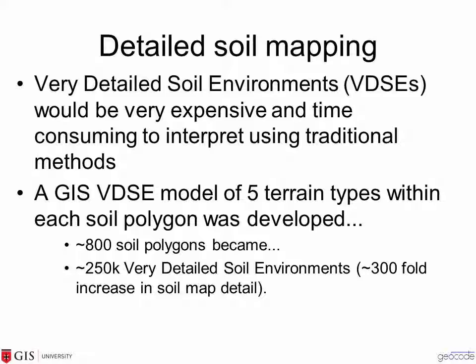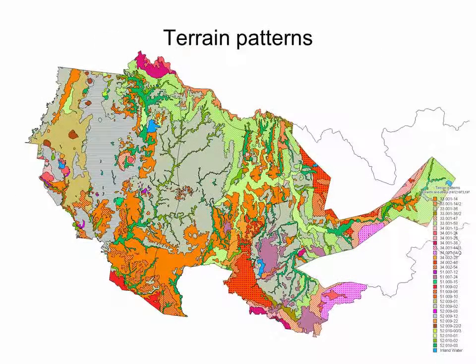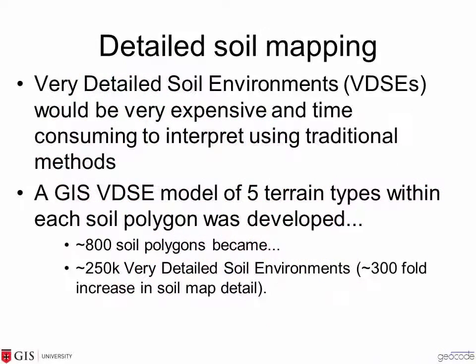By relating asset failures to GIS aspect maps and slope maps, I was able to devise combinations of aspect and slope that were important to buried asset performance. I was able to then synthesize these into some combinations and create 5 divisions within each terrain pattern boundary in that 1:25,000 scale soil map that we were looking at earlier. I call these divisions very detailed soil environments.